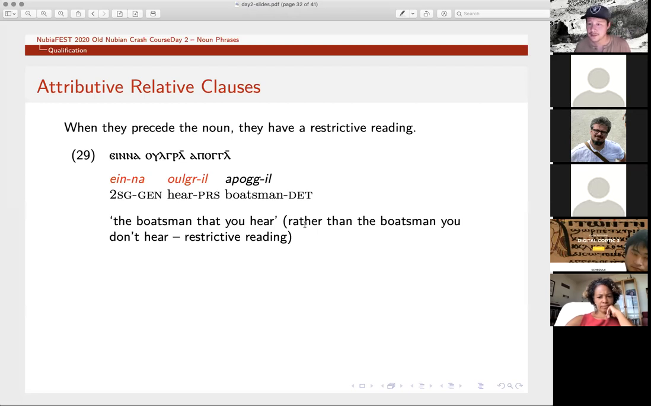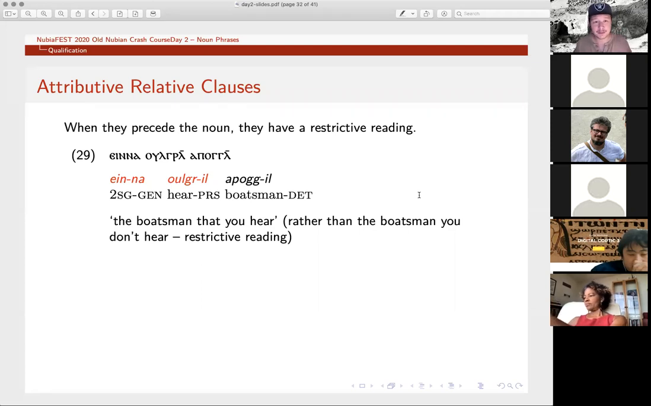Sorry, I see a message here from Asma. So is it safe to say that in the case of qualifiers preceding the nouns to add emphasis, and thus we have a restrictive reading? I wouldn't say that it adds emphasis. I would say that qualifiers that precede nouns give you a restrictive reading, which is a term from semantics, but you can also say they give something that is an essential quality of the noun that they qualify. It's inalienable. It is always there, and everybody knows it. That's maybe how you could paraphrase that. So I hope that is helpful.